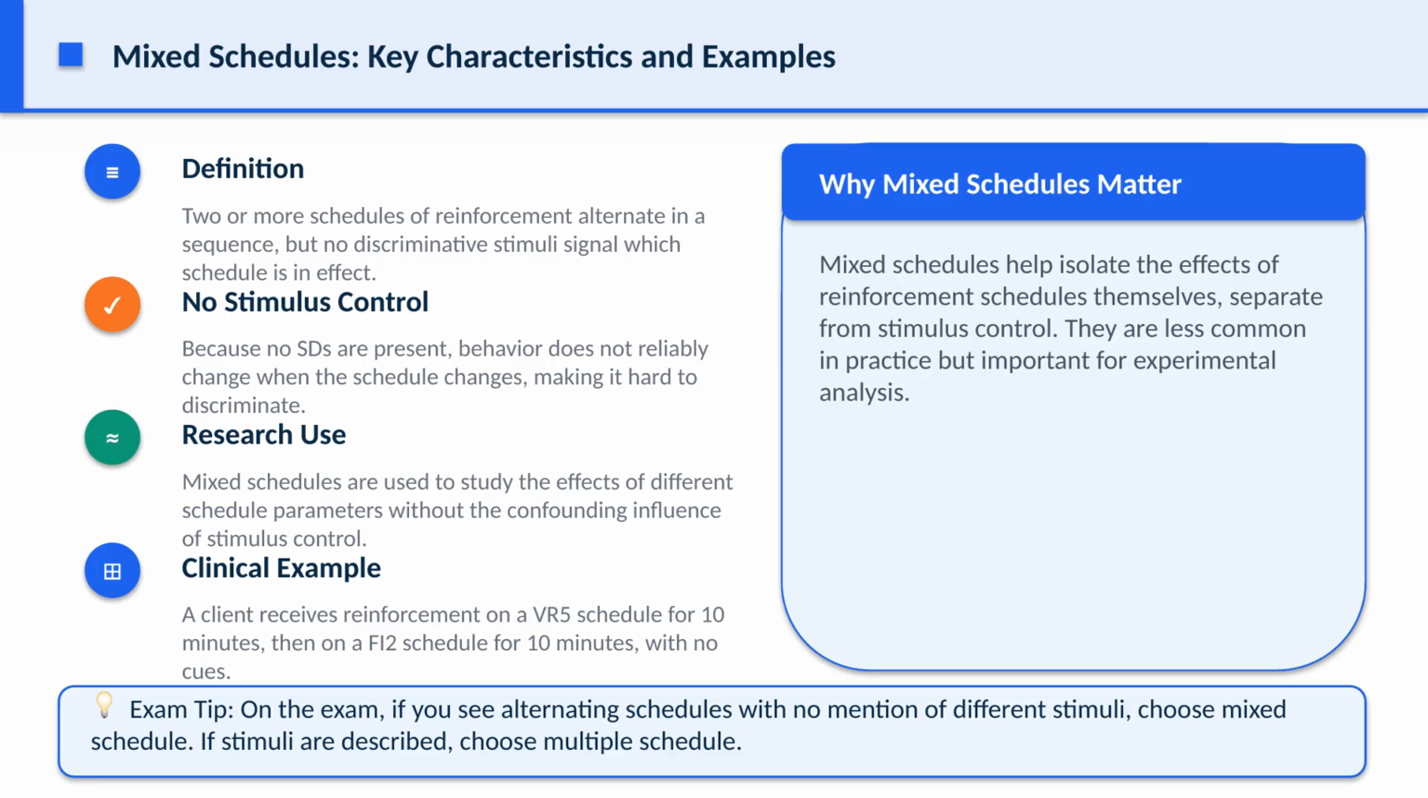In research, mixed schedules are valuable because they allow us to study the effects of different schedule parameters, like ratio versus interval, without the confounding influence of stimulus control. For a clinical example, imagine a client who receives reinforcement on a VR5 schedule for 10 minutes, then switches to an FI2 schedule for 10 minutes, with no cues to indicate the change.